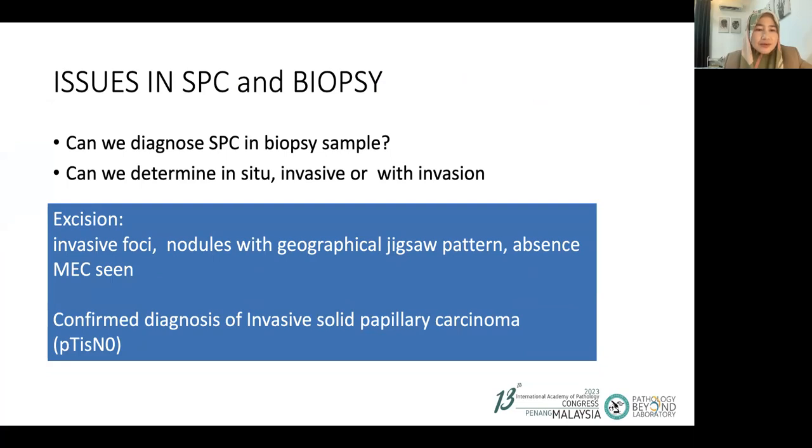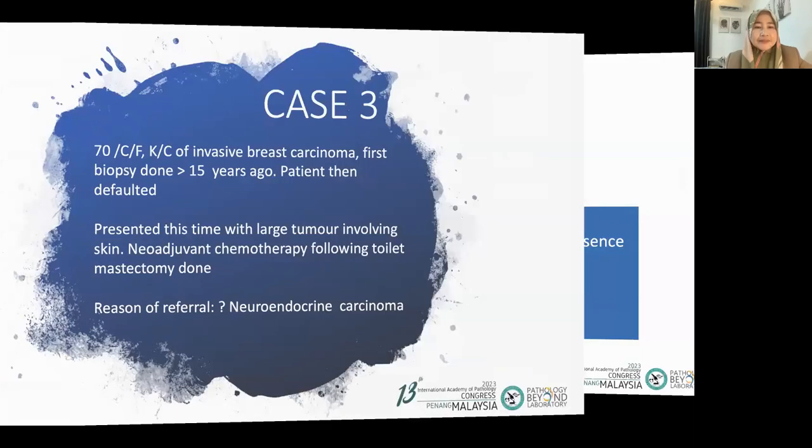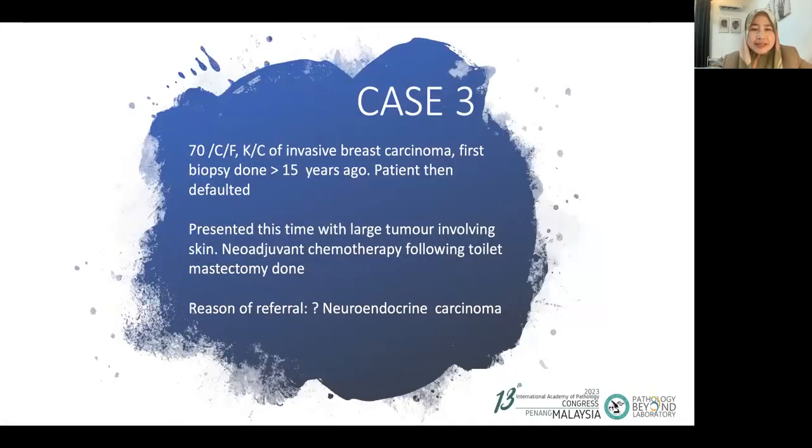For this case, the excision shows invasive foci with the nodules in a geographical jigsaw pattern with absence of myoepithelial cells, and it confirmed the diagnosis of invasive solid papillary carcinoma, pT1 N0. All right. And then we move on to the next case.